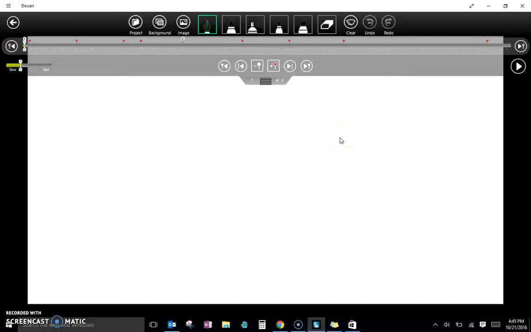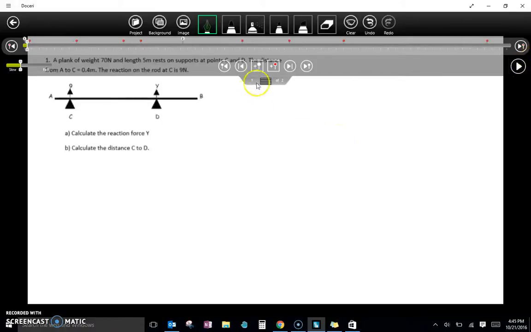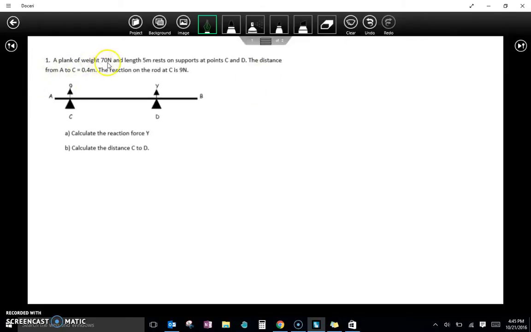Okay, so we're talking about moments on a supported beam, and here's our question. A plank of weight 70 newtons and length 5 meters rests on supports at points C and D. The distance from A to C is 0.4 meters. The reaction on the rod at C is 9 newtons. We're going to calculate the reaction force, Y, and the distance between C and D.